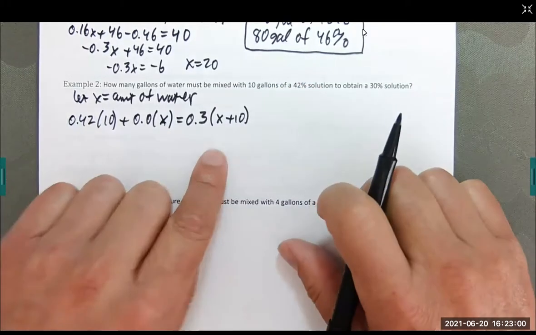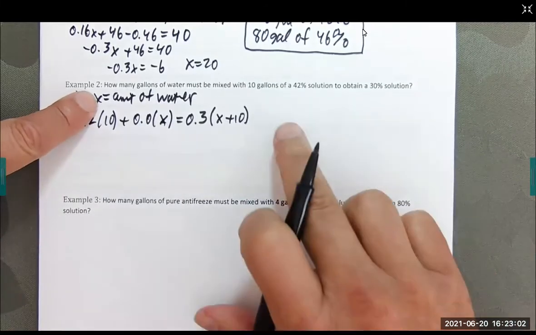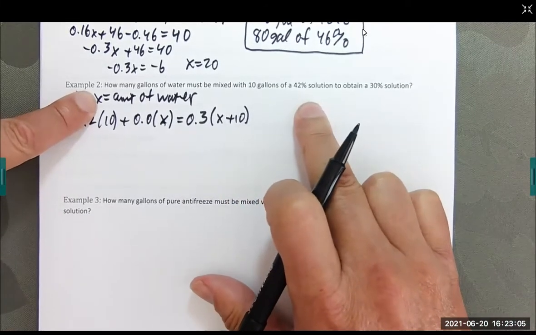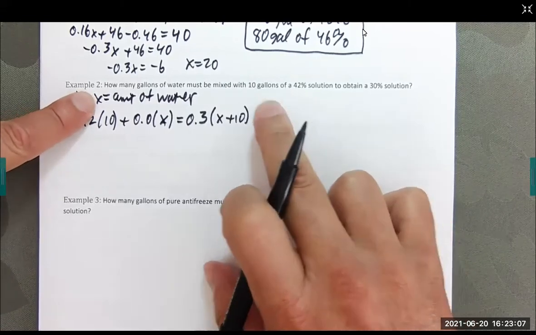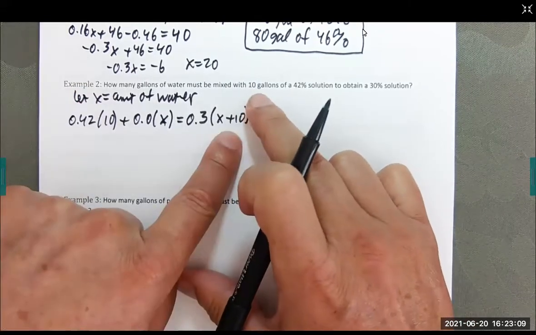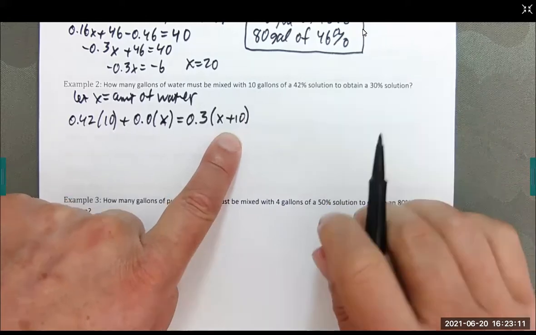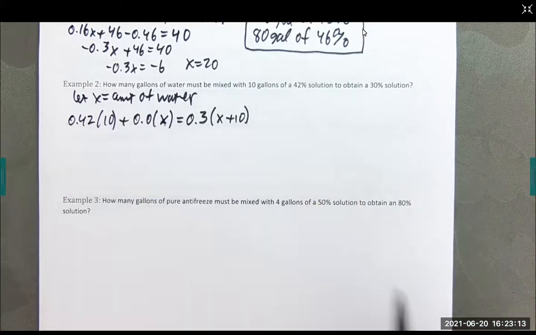Once again, we're going to have water and 10 gallons of this solution. So what's the total? It's going to be 10 plus x. And they want to make that into a 30% solution. This goes away.